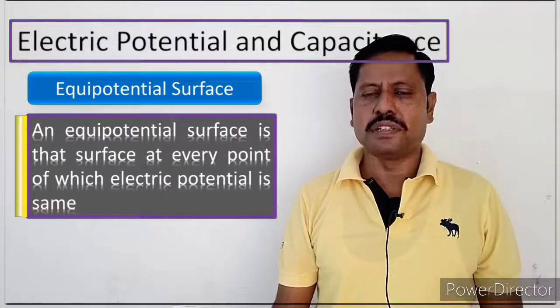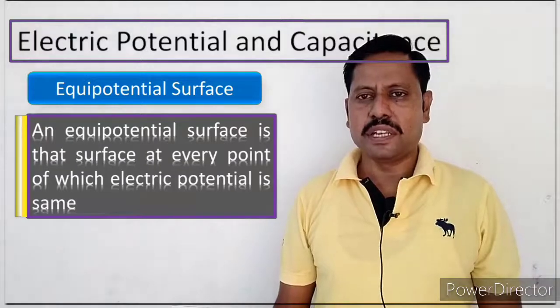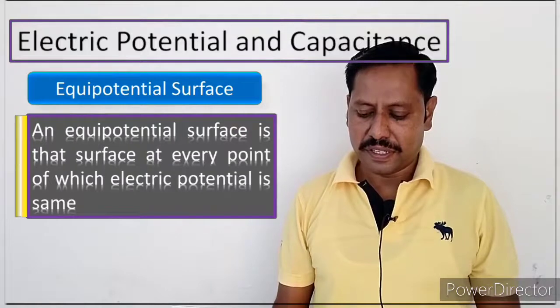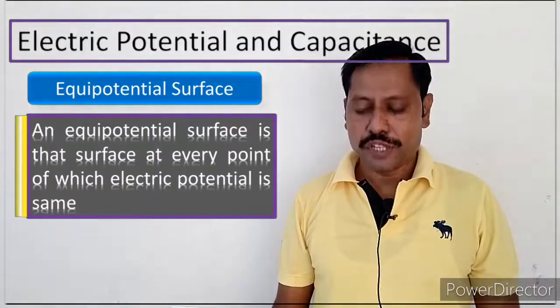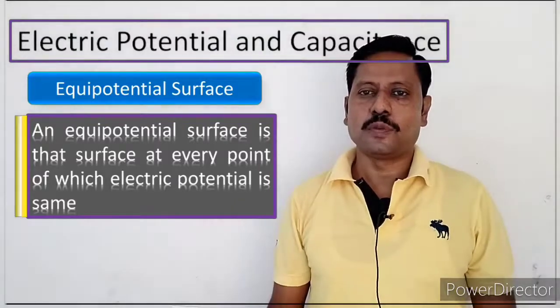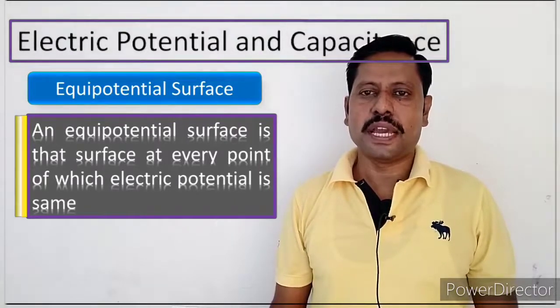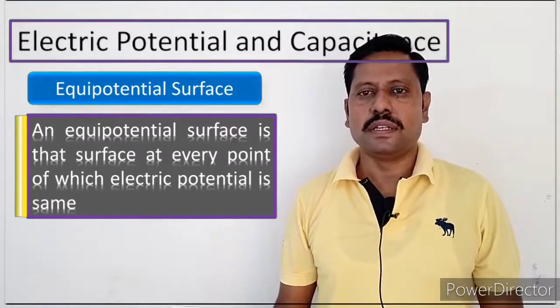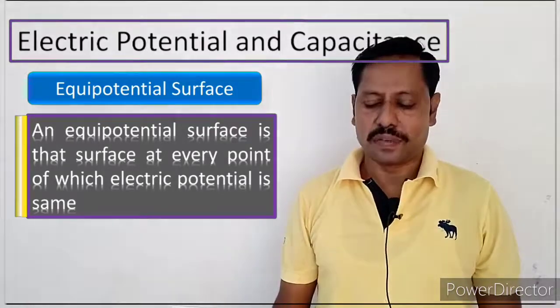What is an equipotential surface? An equipotential surface is defined as that surface at every point of which electric potential is the same. Okay, so basically it is a surface having equal potential on all points. That is called the equipotential surface.